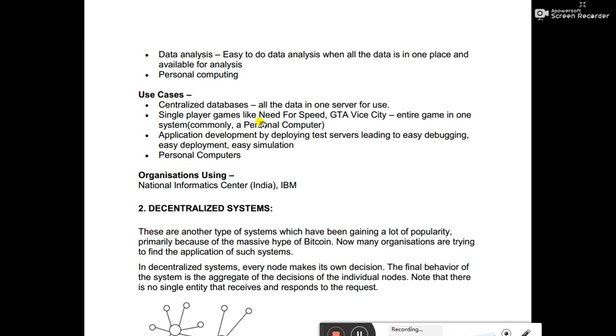Some other use cases you might have heard about: Need for Speed, GTA Vice City. This entire game can be installed in your single PC, which are single player games. So this can commonly be said as a centralized system. Some organizations which use centralized information system are IBM, or National Informatics Center, NIC, India.